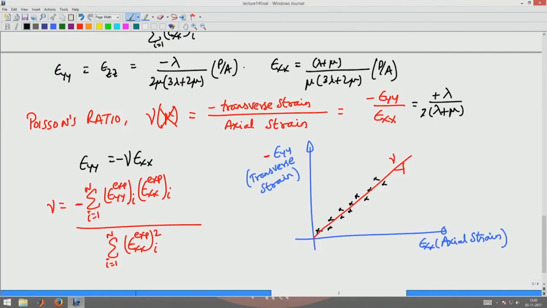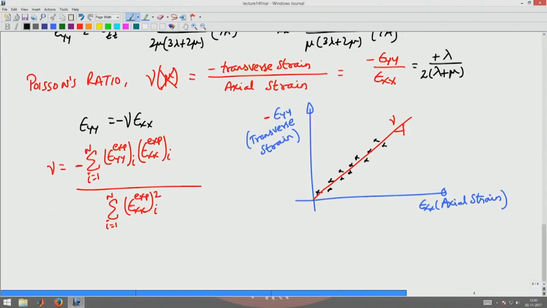Okay. So, now we have found the expression for Young's modulus and Poisson's ratio in terms of the Lamé constants. Okay. So, we have found the relationship between Poisson's ratio and Young's modulus expressed in terms of the Lamé constants. Okay. So, basically we found that the Young's modulus is given by mu times (3 lambda plus 2 mu) by (lambda plus mu), and Poisson's ratio is given by lambda by 2 times (lambda plus mu).